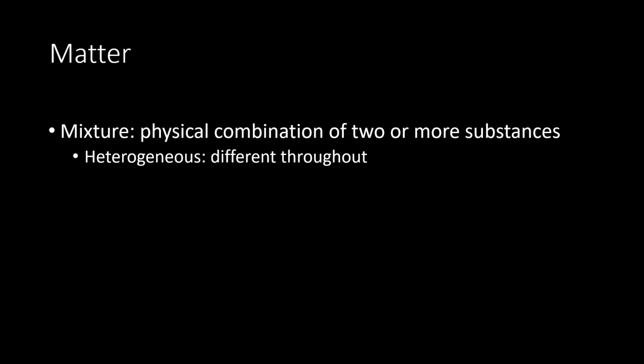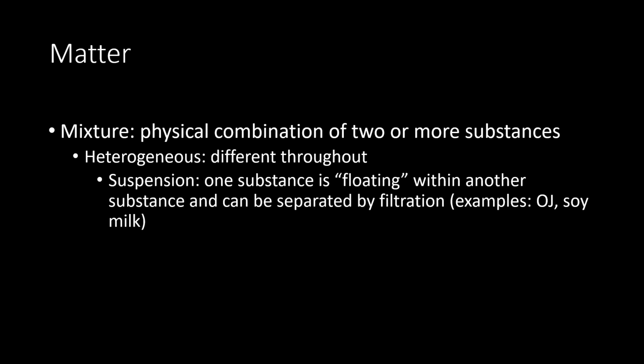Heterogeneous mixtures are ones that are different throughout, so a sample from one part will be different than a sample from another part, and the physical and chemical properties may also be different. A suspension is one type of heterogeneous mixture. It is where one substance is floating within another one, and it can be separated by filtration.